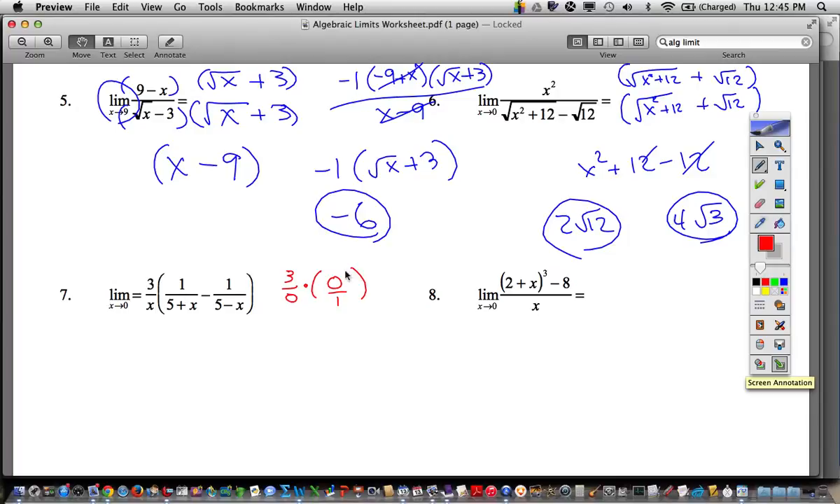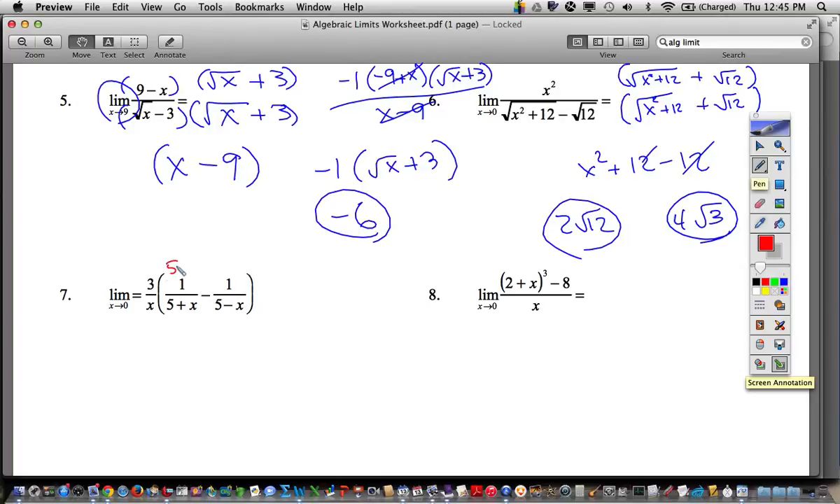0 is the same as 0 over 1. Multiply fractions, you multiply across. 3 times 0 is 0. 0 times 1 is 0. So this really is 0 over 0. This looks a little different. Okay? So that means we're going to need to do some algebra. Well, it's not a conjugate one. It's not a factor one. It's a common denominator. So we bow tie.